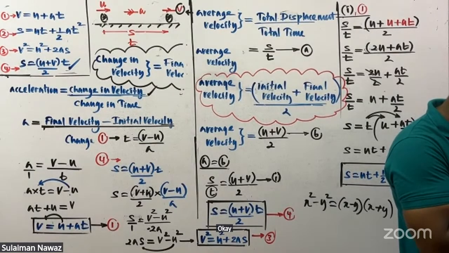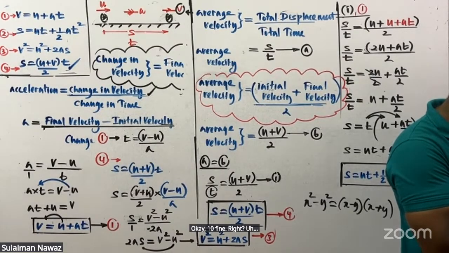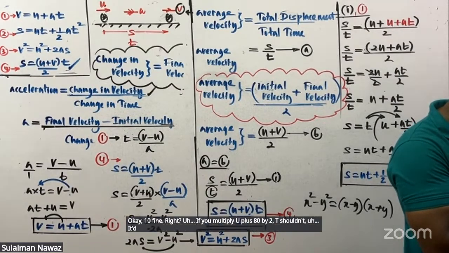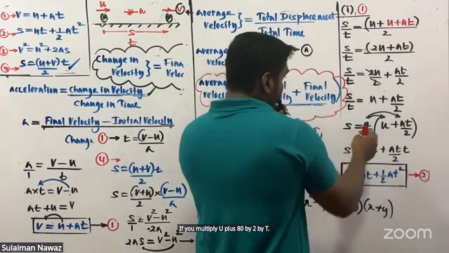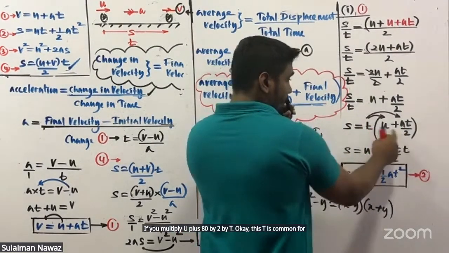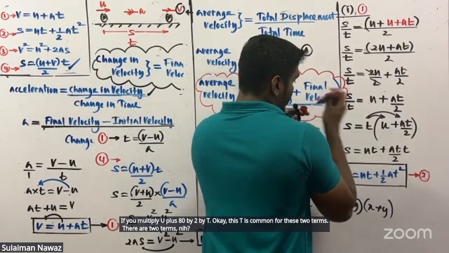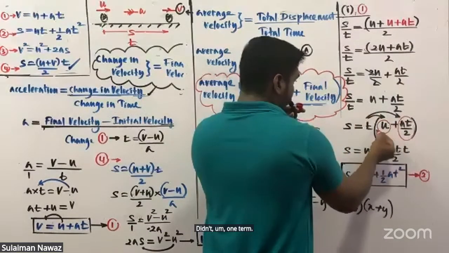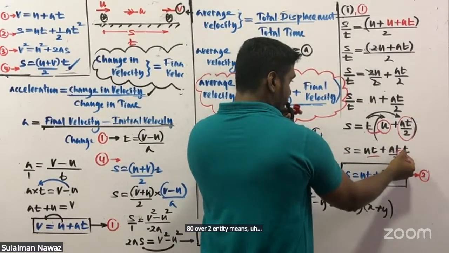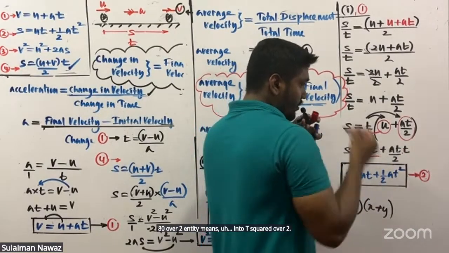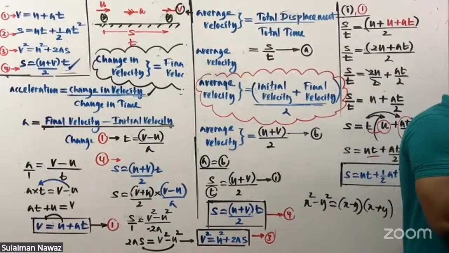Okay. If you multiply u plus at by 2 by t, shouldn't it be u plus at squared? If you multiply u plus at by 2 by t: this t is common for these two terms. There are two terms, one term and a second term. Then u into t, ut. And at over 2 into t means a into t squared over 2. Right? Okay.